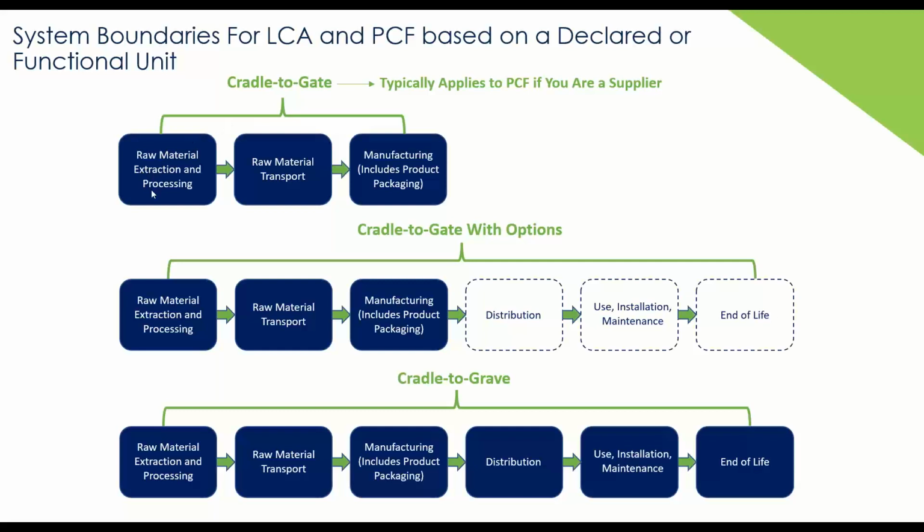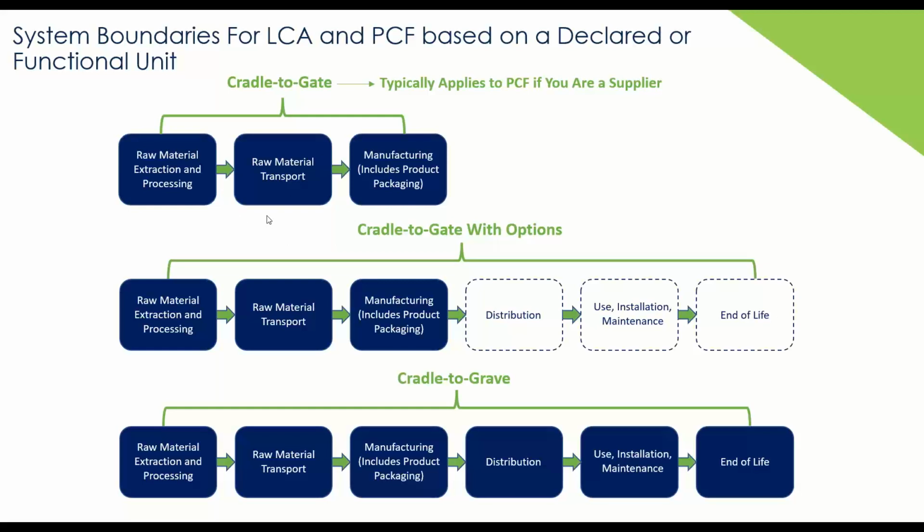Cradle to gate is typically the raw material extraction and processing, the raw material transport, and then the manufacturing of a product. It could include packaging. If you're required to do a product carbon footprint by one of your customers, this typically is what's going to apply to you if you're a supplier. So if you're supplying a chemical or a raw material, your end manufacturer is going to ask you to maybe do just the cradle to gate, because you're then sending those materials off to them to do the final manufacturing. So this is definitely something that gets dictated here.